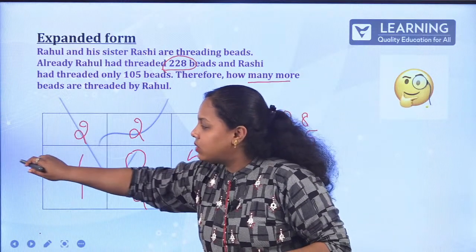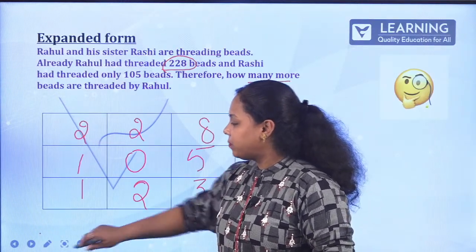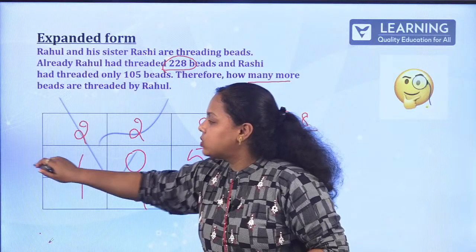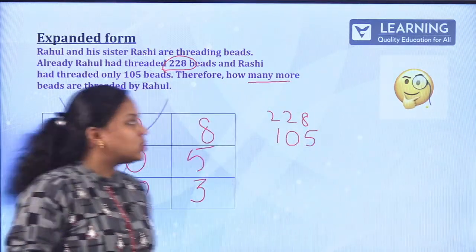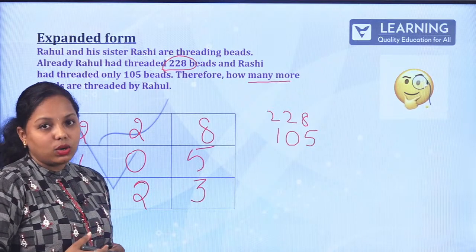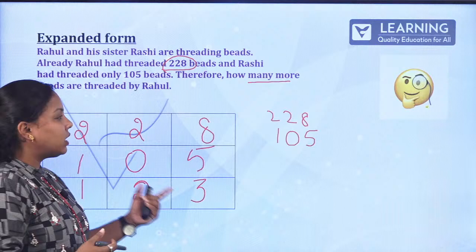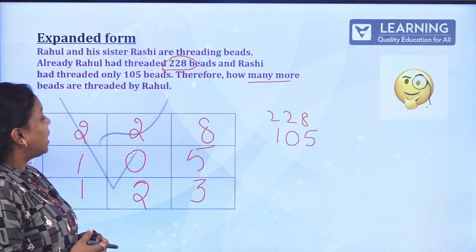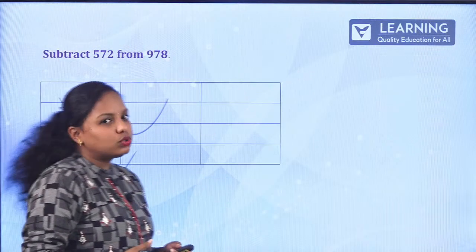So here we have done subtraction. Let me take my pen. So this is subtraction. Therefore, how many more beads are threaded by Rahul? The extra beads is 123 beads. Let's move to the next problem.